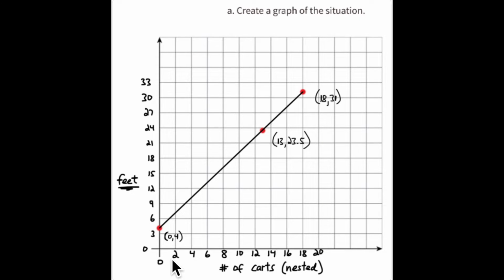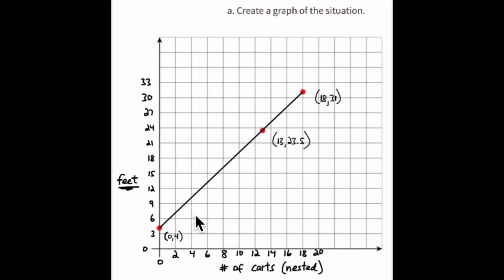So I know at 0 nested carts, so that's the starting cart only, I'm 4 feet from the wall. For 13 nested carts out here, I know I'm at 23.5 feet because that's what's given in the problem. And for 18 nested carts, I'm at 31 feet out here, so 31 feet from the wall. Connect these points, get the straight line, and on the graph, every 2 carts, this is 1 foot above the grid line.